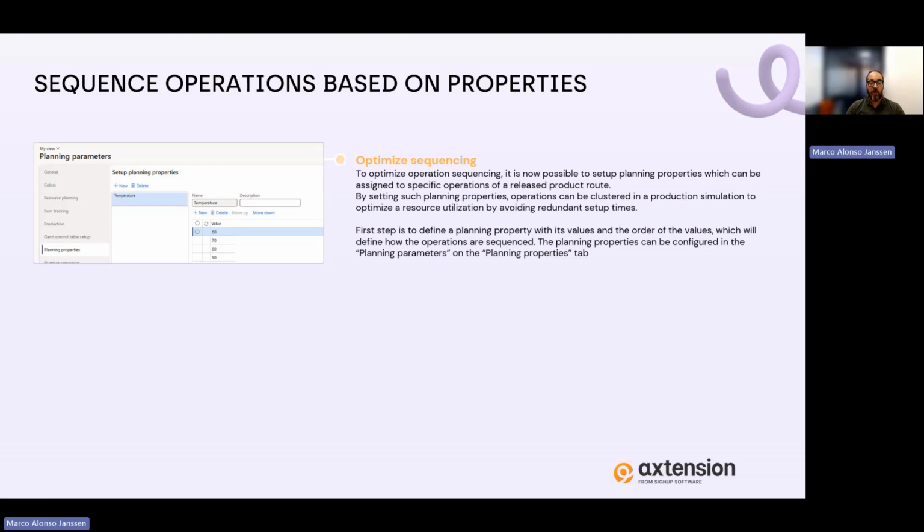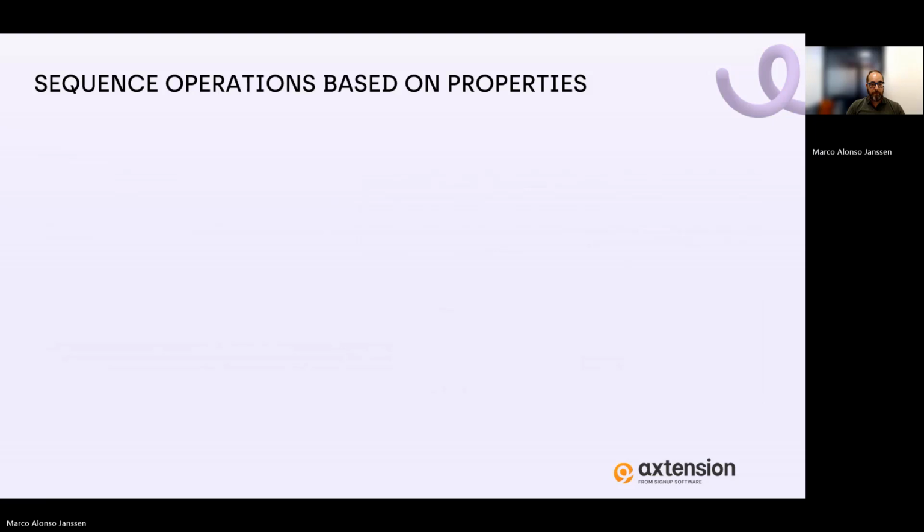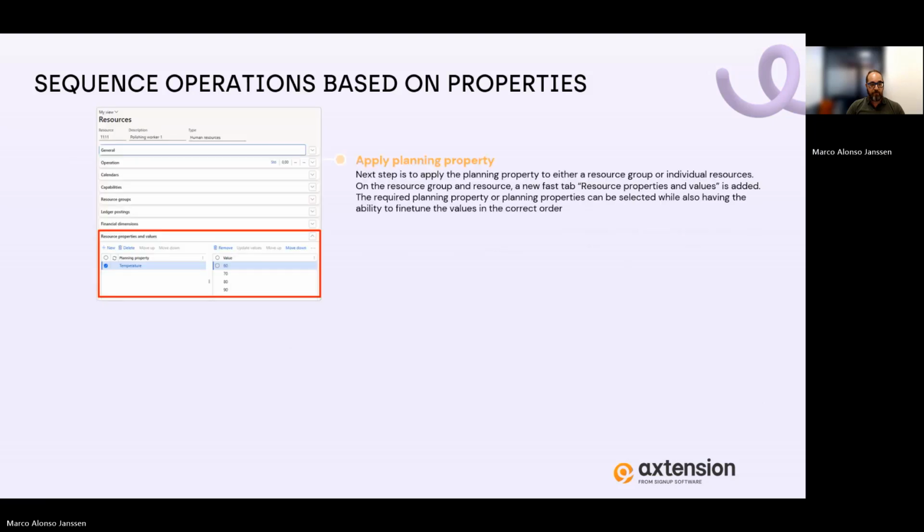You can even define how you set the order. But once that planning property is set, it can be applied on a release product on operations. In this way, you can mark that a specific operation requires a temperature, in this case 60 degrees. And on the resources, you can define what the correct order of the temperature properties can be.